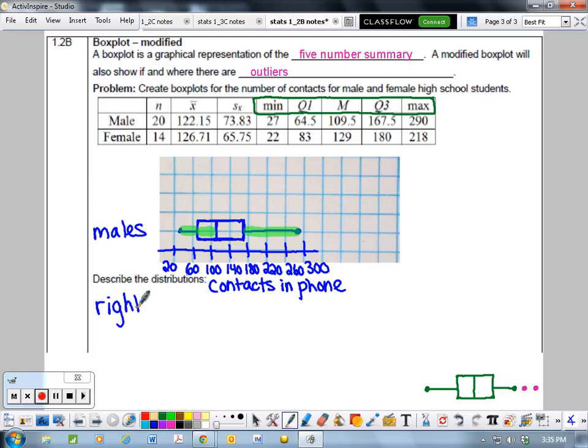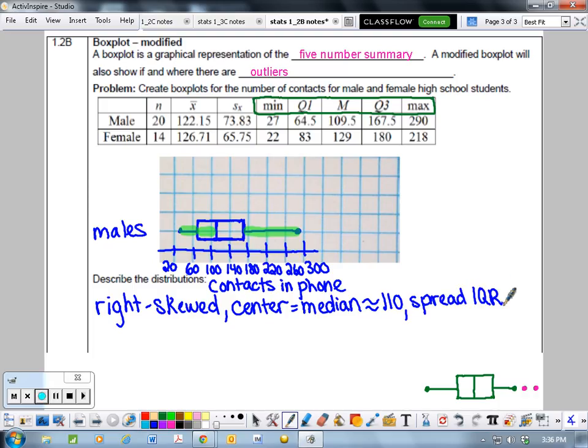Because our tail is to the right. And what's nice about this is it gives us our values. So we've got center, which is a median, because in box plots we see that right away, of about 110. We've got a spread of about 103. And that spread was measured by IQR.